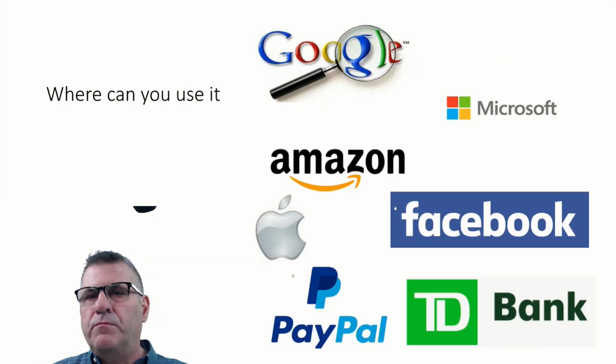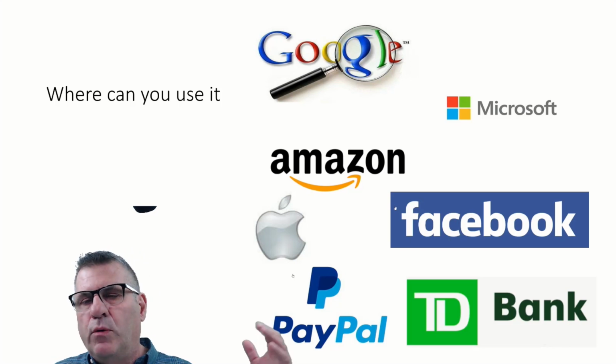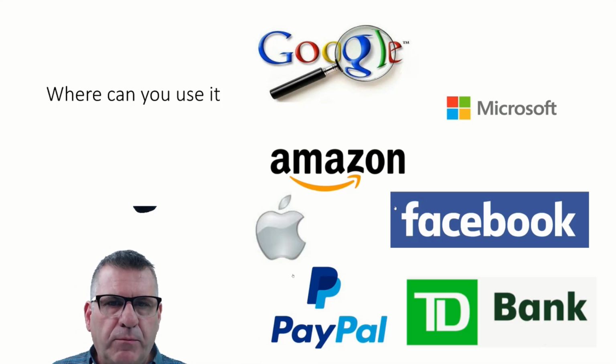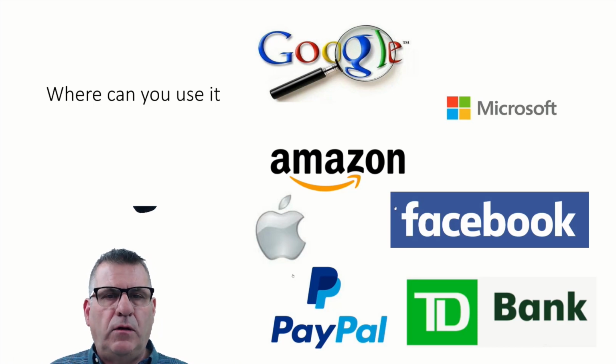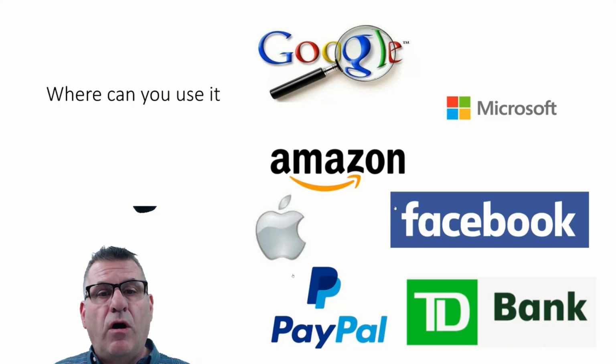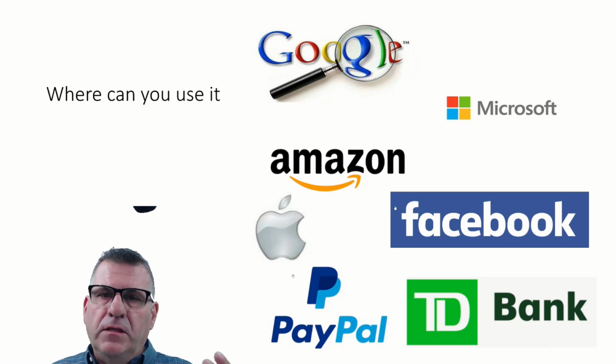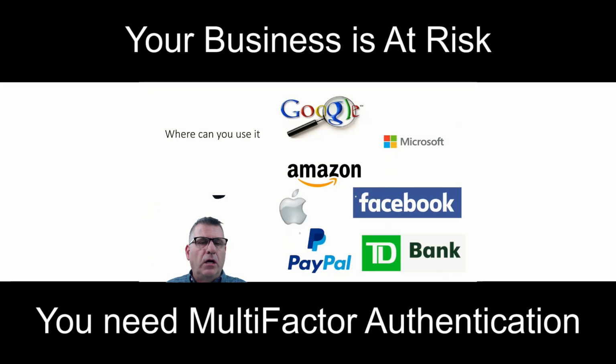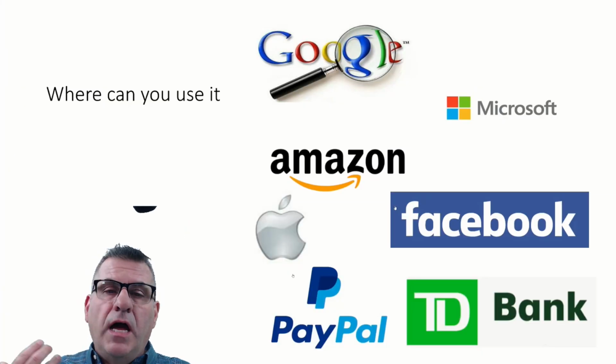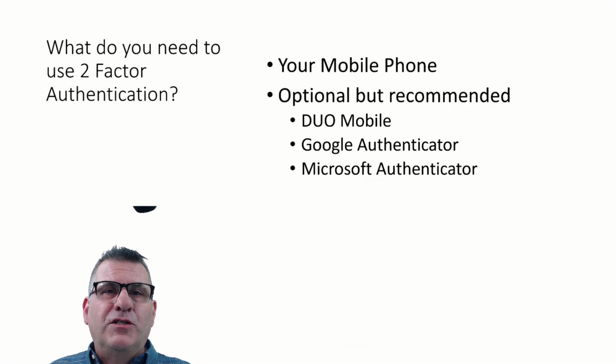So where can you use it? You can use it on Google, Microsoft, Amazon, Facebook, Apple, PayPal, your bank, and a million other places. Any company that holds your data, your confidential data, your stocks, your bonds, your money, information about your friends, they ought to have two-factor authentication installed for you to use. So that's really important. The other thing is that this is by no means a complete list, right? There's hundreds and hundreds of websites that allow you to turn on two-factor authentication, and you really should turn it on.